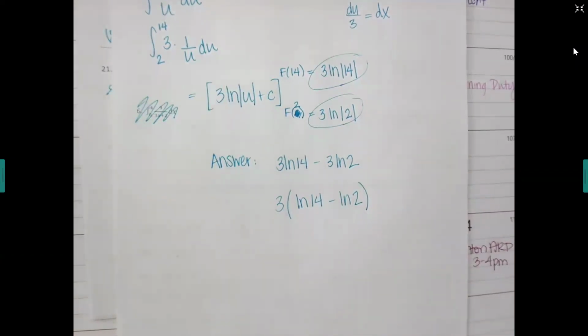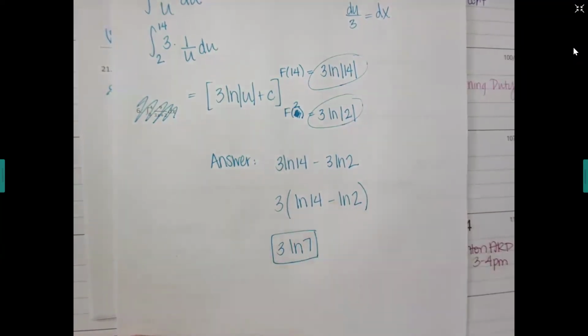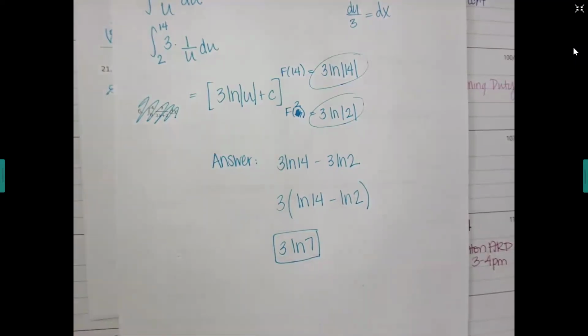And then does anybody remember what you can do to these with logs? If you have logs that are subtracted, how can you put them into the same ln? Divide these numbers. Okay, so 14 divided by 2, that would go to ln 7. Okay. All right, go ahead and turn the page.